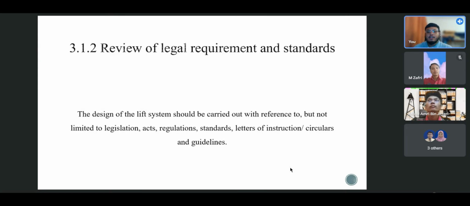Review of legal requirements and standards: the design of the lift system should be carried out with reference, but not limited to legislations, acts, regulations, standards, letters of instruction or circulars and guidelines.